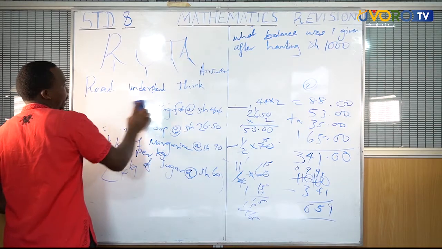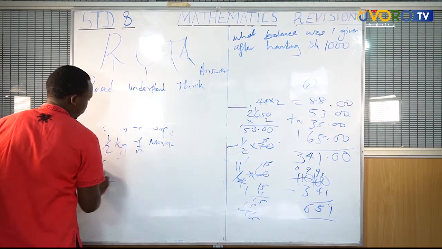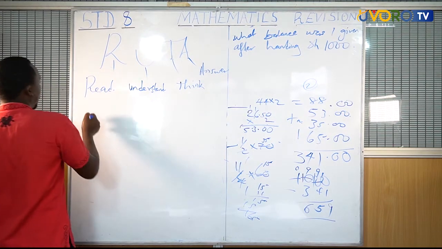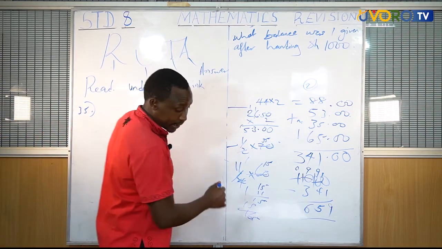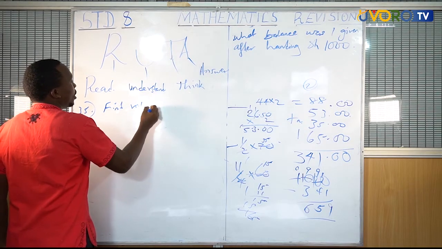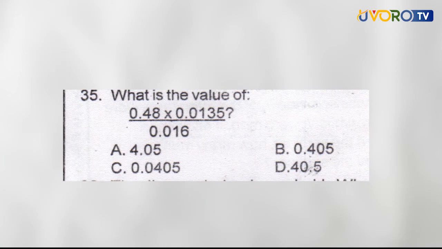We go to question number 35. You are told, find the value of 0.48 times 0.0135 all over 0.016.